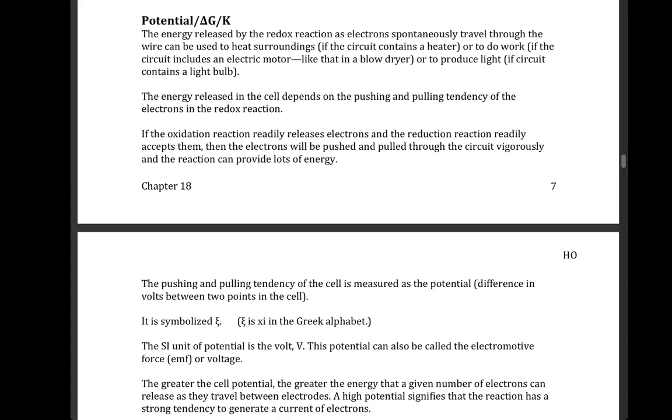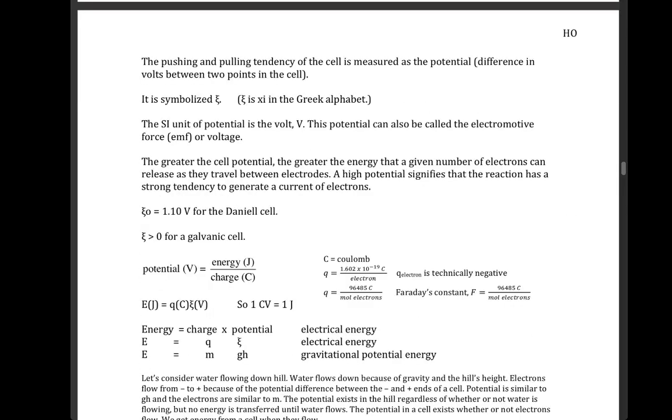The energy released in the cell depends on the pushing and pulling tendency of the electrons involved in the redox reaction. If the oxidation reaction readily releases electrons and the reduction reaction readily accepts them, then the electrons will be pushed and pulled through the circuit vigorously, and the reaction can provide lots of energy. This pushing and pulling tendency of the cell is measured as the potential, the difference in volts between 2 points in the cell.